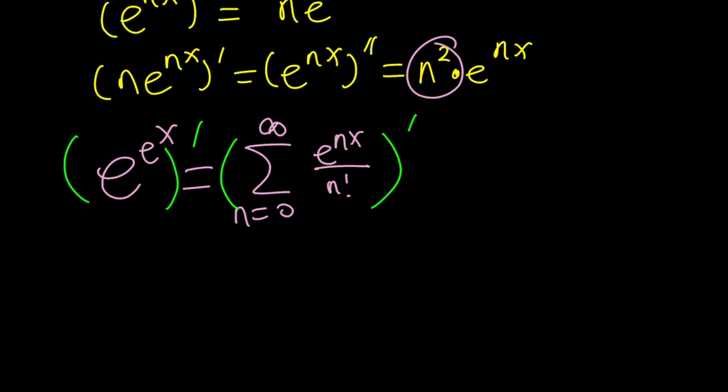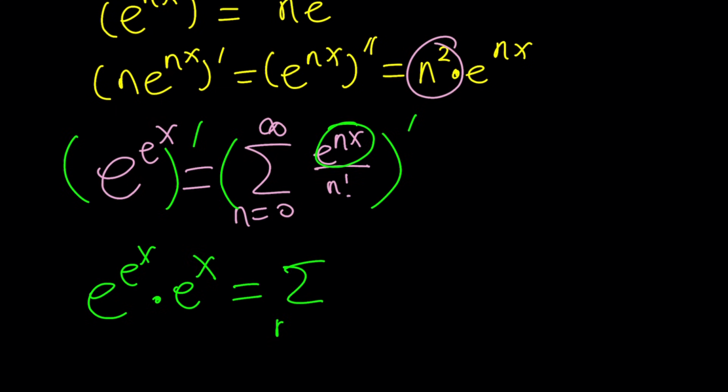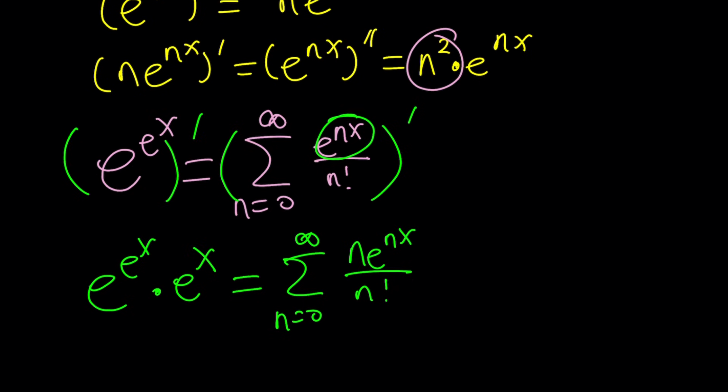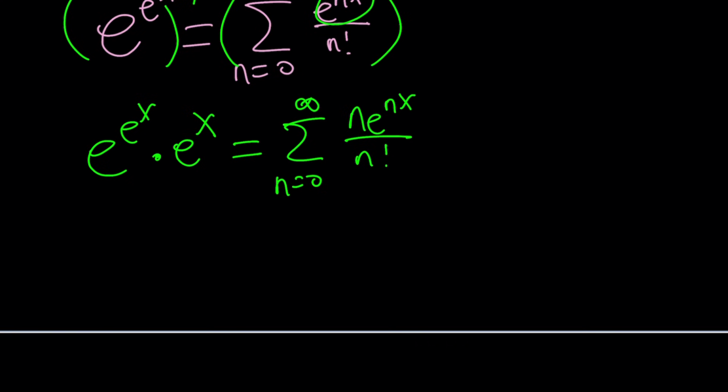To differentiate the left side, I'm going to write the same thing and multiply by the derivative of the inside, which is the chain rule, which is e to the x, because the derivative of e to the x is e to the x, right? And then the right-hand side is just going to be the sum from n equals 0 to infinity of n e to the nx divided by n factorial. You could write n equals 1 through, but it doesn't matter because n equals 0 is going to give us 0 anyways. Make sense?